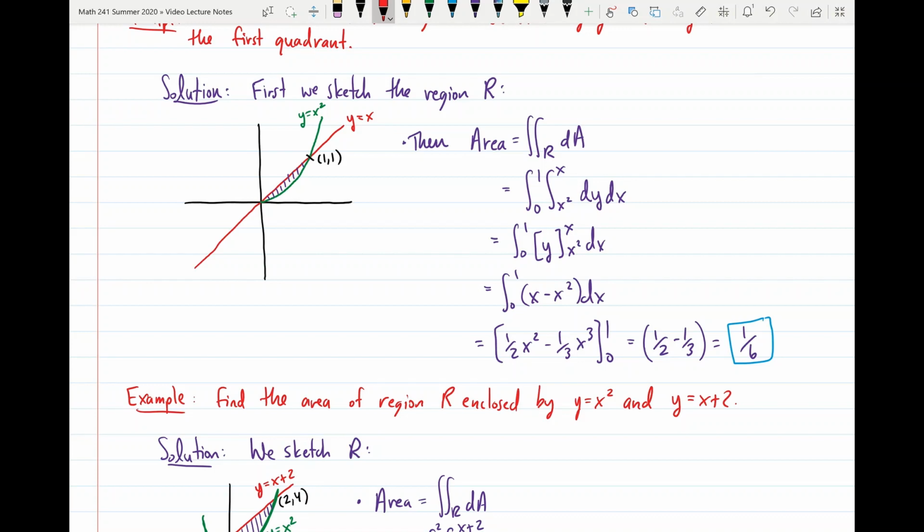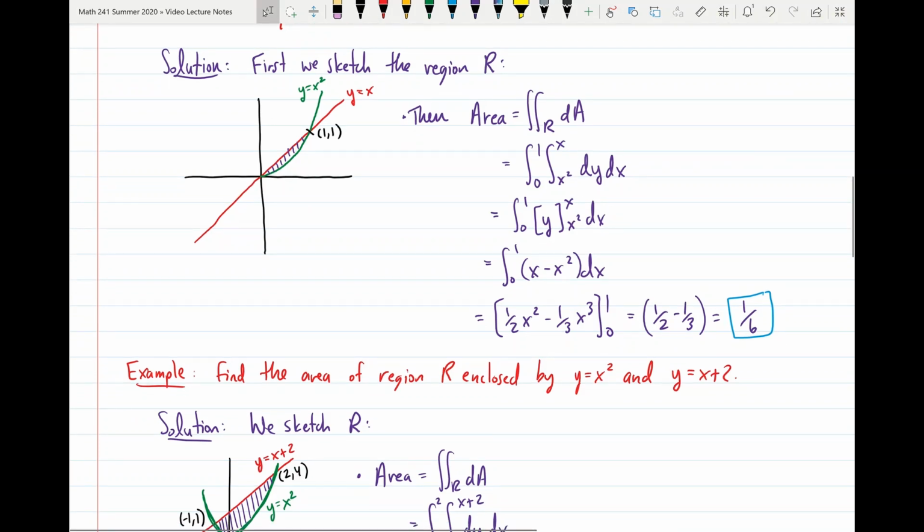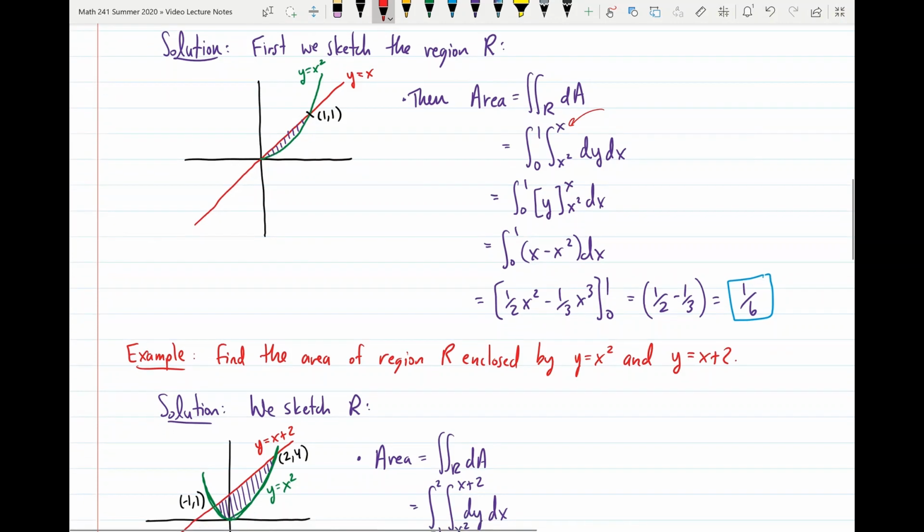I've decided to integrate with respect to y first in this case. And we can see that y is going to be bounded above over our region by the line y equals x, and it's going to be bounded below by the parabola y equals x squared. So that leads to these limits of integration over here. We're going from x squared to x, and we're integrating dy with respect to y, of course.